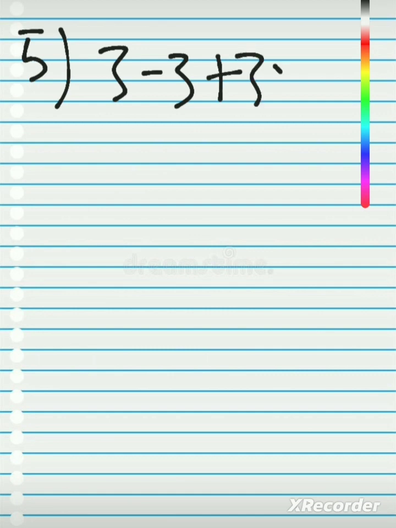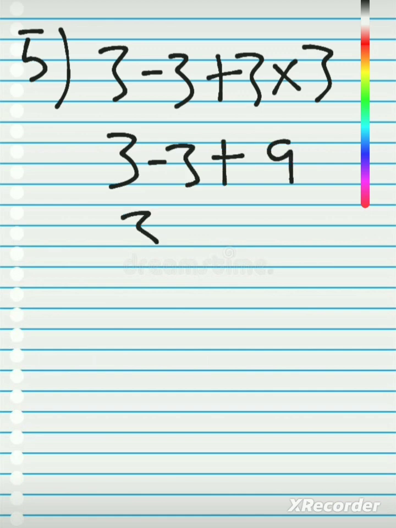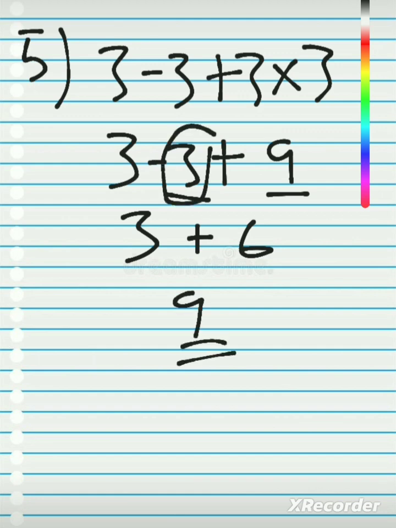We go to question 5. Question 5 was saying 3 minus 3 plus 3 times 3. So we start with multiplication. So it's going to be 3 minus 3 plus 3 times 3 is 9. We go to addition: negative 3 plus 9 is plus 6. So this is not 3, this is negative 3. So negative 3 plus 9.